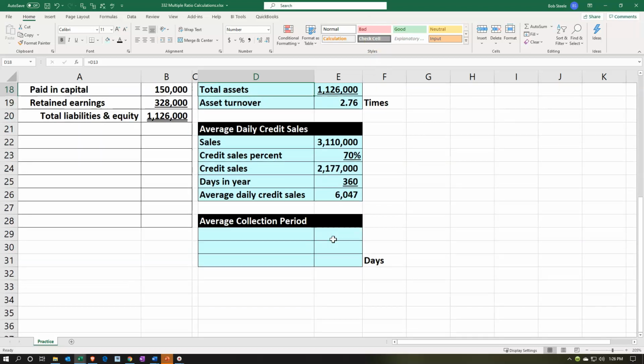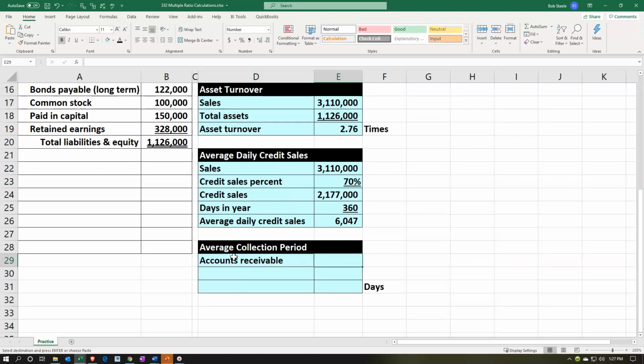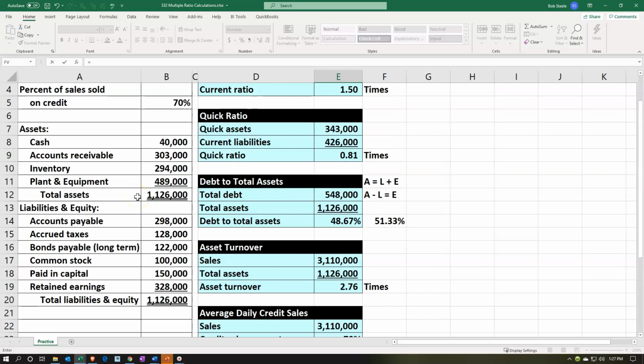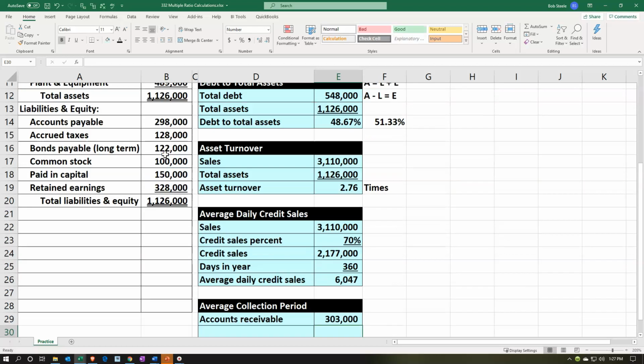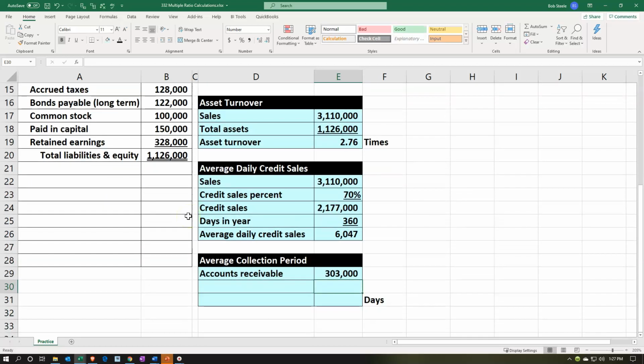Once you have that, you can then calculate the average collection period in days, or the average days to collect, basically, on the receivables by taking the accounts receivable. So the accounts receivable, we're going to be picking up then the 303, and notice again, you might see something.